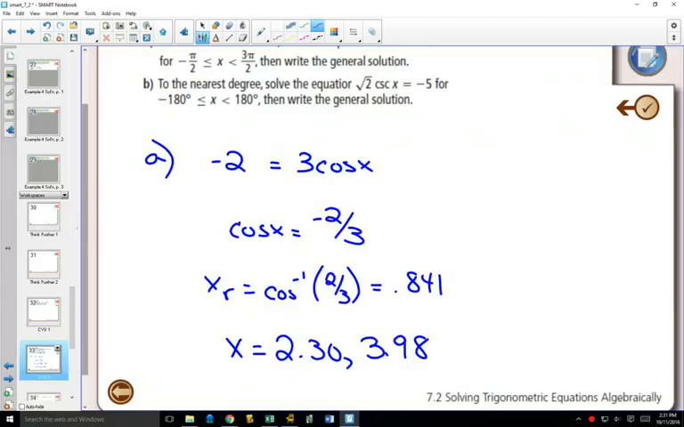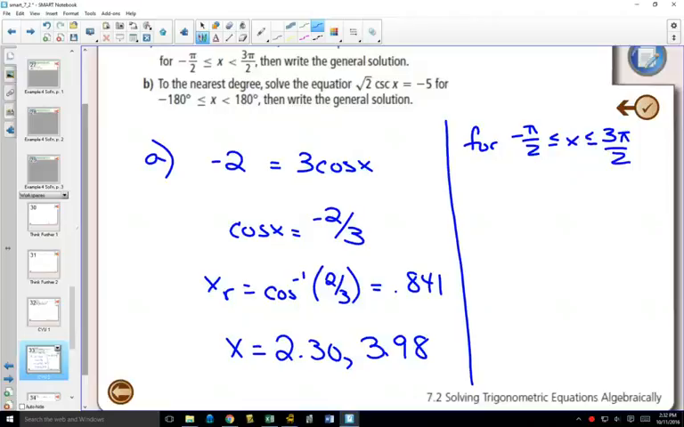Now that's going to help us figure out all of our answers. It asks for the general solution, and it also asks for the answers between negative pi over 2 and 3 pi over 2. So now let's think about this. For negative pi over 2 to 3 pi over 2, if we think about our unit circle, that would be going in the negative direction from 0 to pi over 2, and it'd be going in the positive direction from 0 all the way around to 3 pi over 2. Can you see that that would include all 4 quadrants?